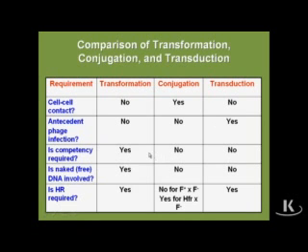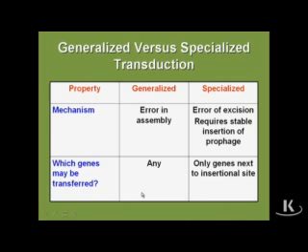Is naked or free DNA involved? That's only relevant for transformation. Is homologous recombination required? Yes, for every transfer except an F plus to an F minus. Now, the simple summary here for generalized versus specialized transduction is, again, with generalized, you have an error in assembly, and any gene can be transferred. And with specialized, it's an excision error, and only certain genes next to the phage insertional site can be transferred.